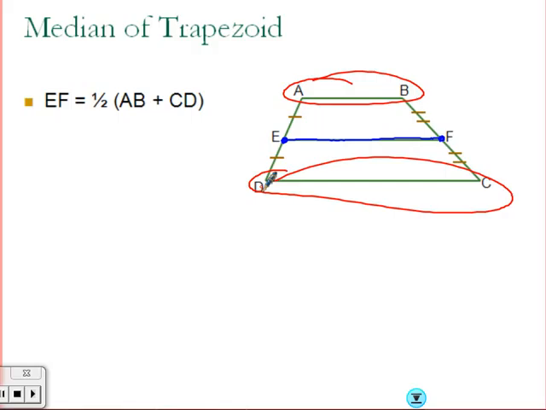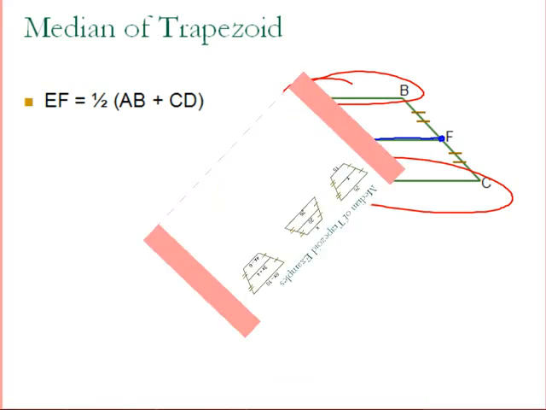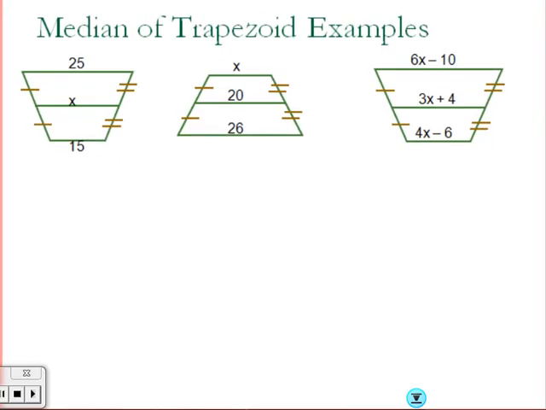But if we average the two bases, then we get the median. Okay? Average the two bases. So add them up, divide by 2. So let's take a look here. Really, really pretty simple. The first one, the average of 25 and 15 is 20.